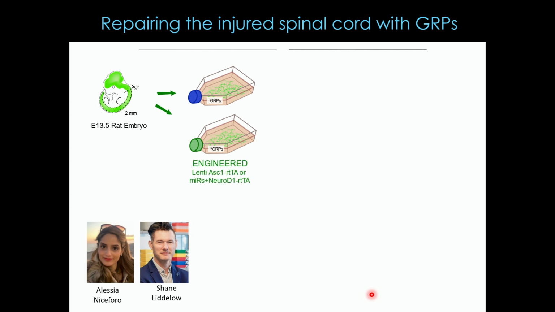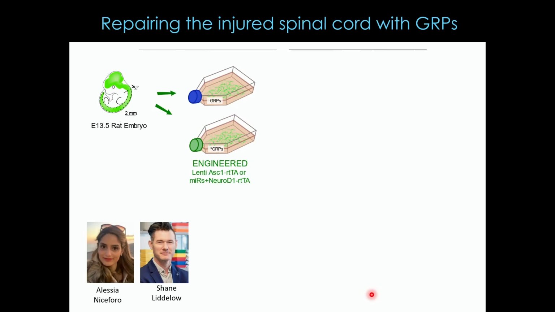So what we've done is we've engineered these glial-restricted progenitors with a lentivirus to express either ASCL1 or MIRS, microRNAs and NeuroD1 using TET-on systems. So we can use doxycycline administration into these animals well after transplantation of glial restricted progenitors into the spinal cord to promote the expression of these factors, which will reprogram the cells directly into becoming neurons. So we can transplant glia and at a later time point turn those glia into neurons.